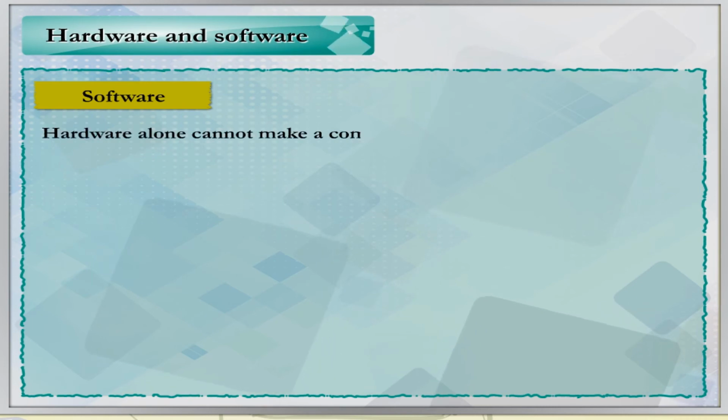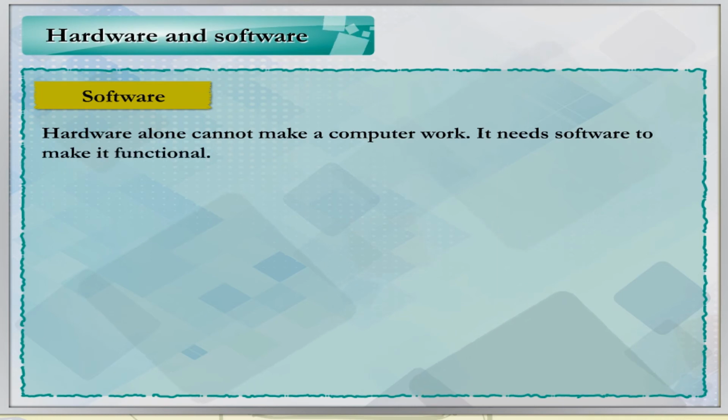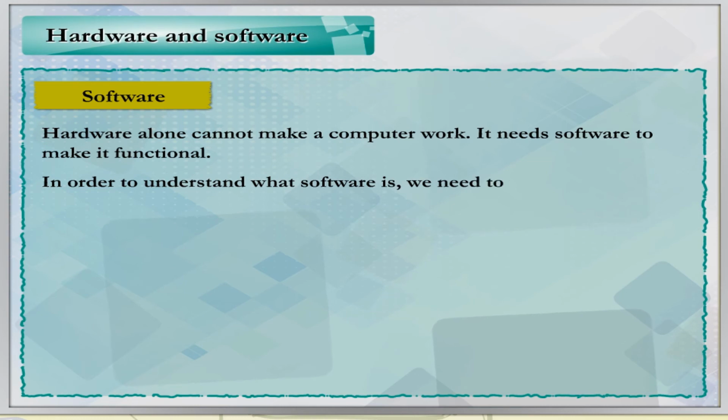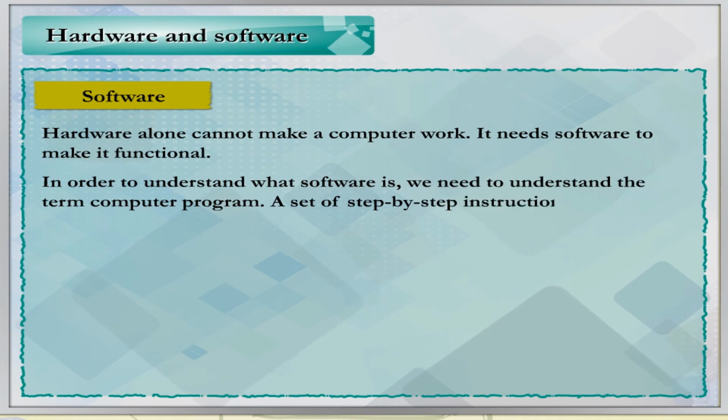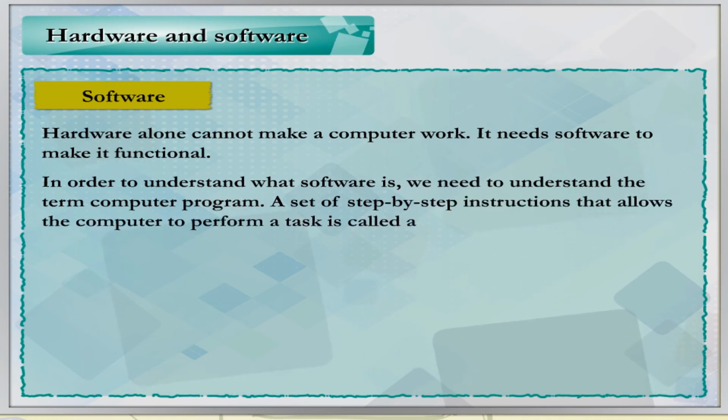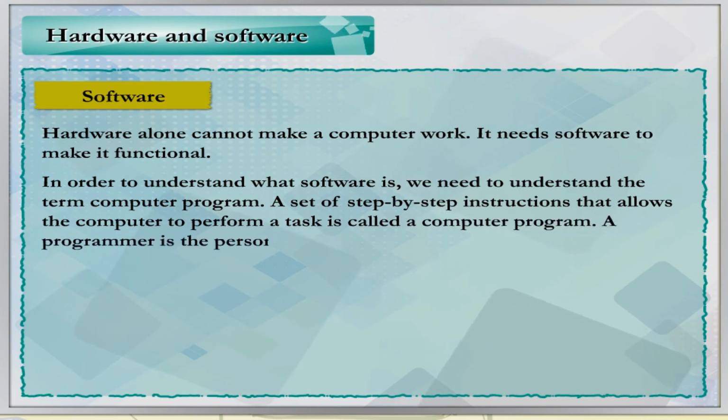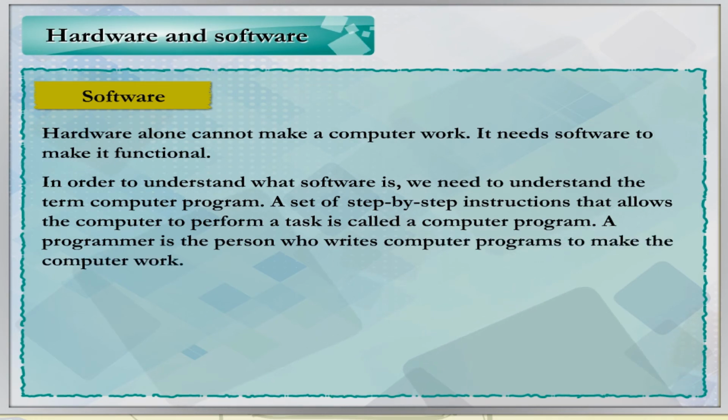Software. Hardware alone cannot make a computer work. It needs software to make it functional. In order to understand what software is, we need to understand the term computer program. A set of step-by-step instructions that allows the computer to perform a task is called a computer program. A programmer is the person who writes computer programs to make the computer work.